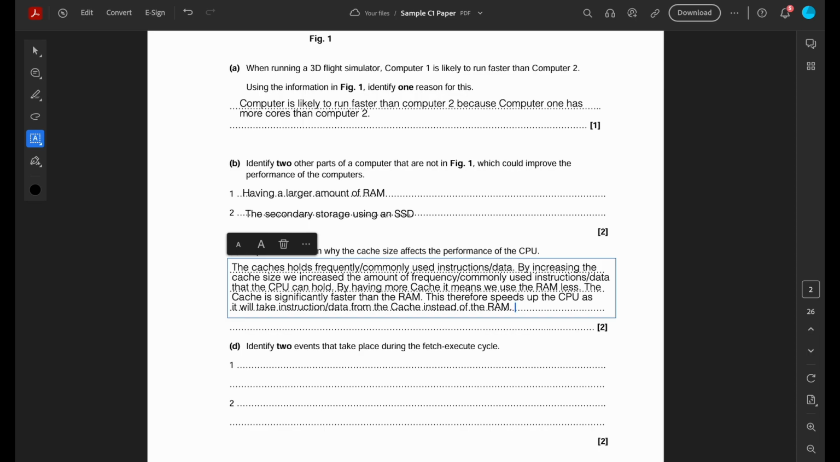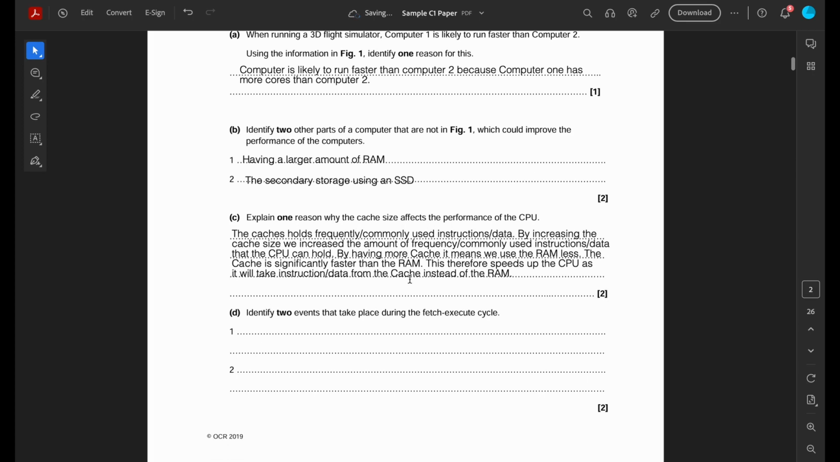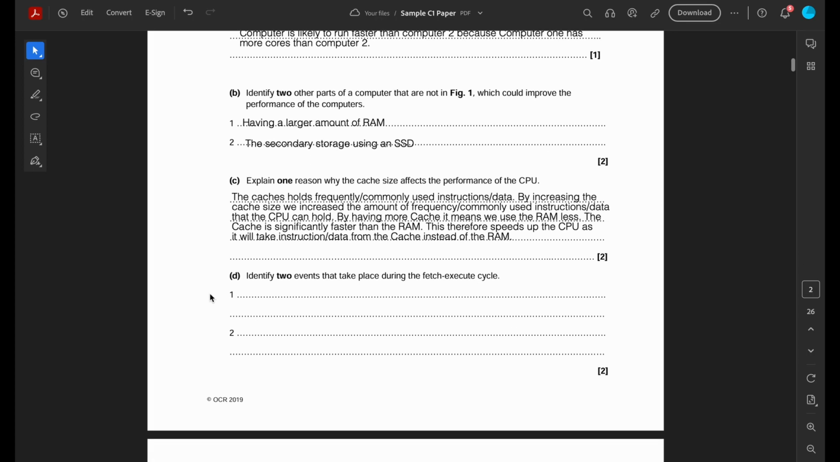Now that's quite a detailed answer. The key thing the exam board's looking for is that you know that it holds frequently used data, that having more of it means you can hold more of that frequently commonly used data, and that the cache is faster than the RAM. They're the kind of things they're looking for. But we've just added to our answer to make sure we cover all bases and get full marks. That's quite useful in a paper. Most of the time, computer science papers, particularly the component one paper that's very theory-based, my students will often finish a little bit quicker than the hour and a half anyway.